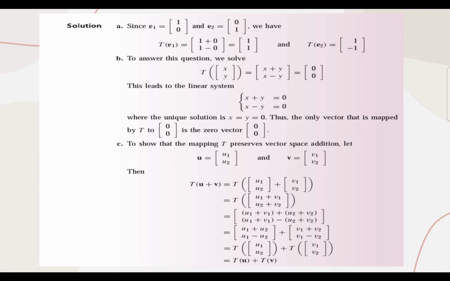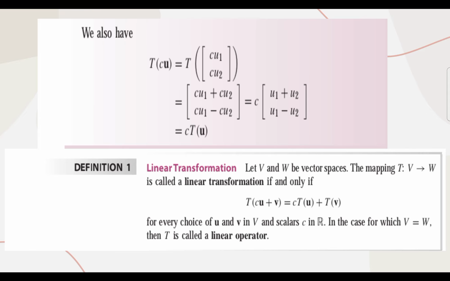Then we also have T of cu, which is T of (cu sub 1, cu sub 2). So, we get (cu sub 1 plus cu sub 2, cu sub 1 minus cu sub 2), which is equal to c times (u sub 1 plus u sub 2, u sub 1 minus u sub 2), which is equal to c T of u.